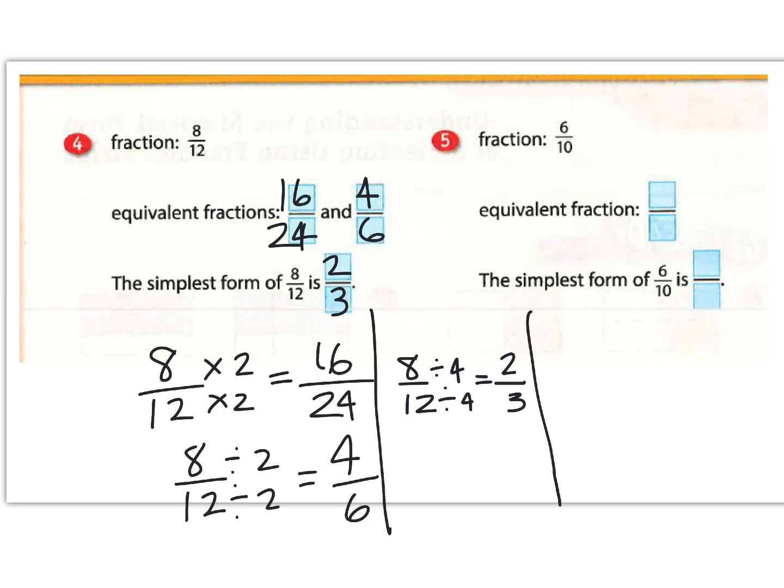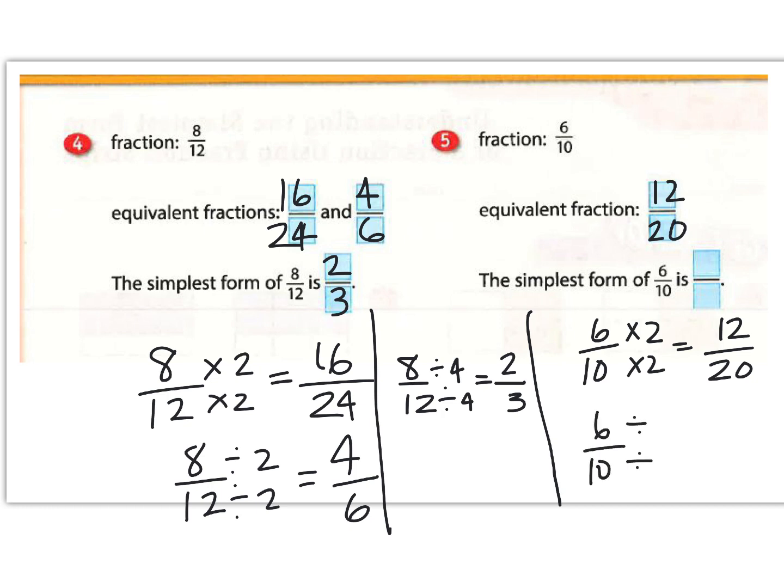Here we have 6/10. So an equivalent fraction of 6/10, if we multiply top and bottom by 2, we get 12/20. So that's an equivalent fraction. And then simplest form, we're going to divide. Let's divide by 2. Let's see if that gets us to the simplest. 6 divided by 2 is 3. 10 divided by 2 is 5. And there is no other factors of 3 and 5, so 3/5 is the simplest.